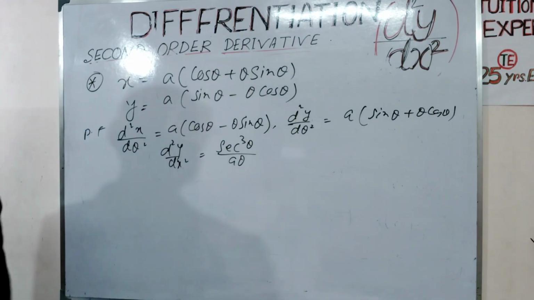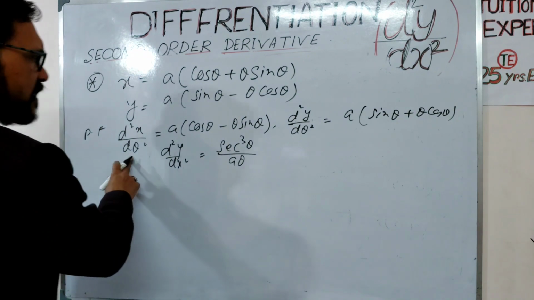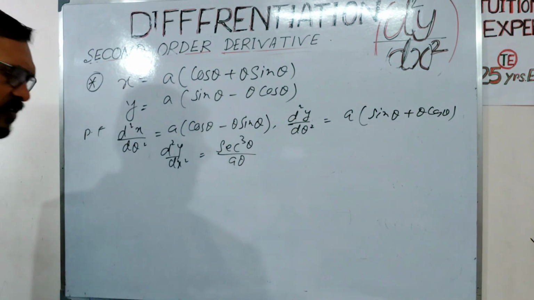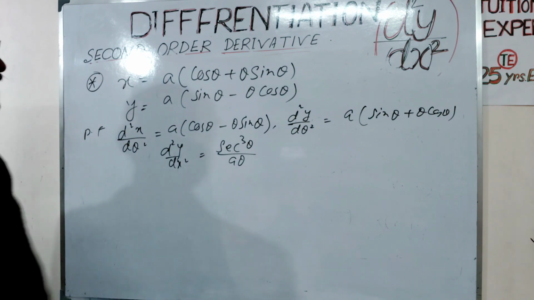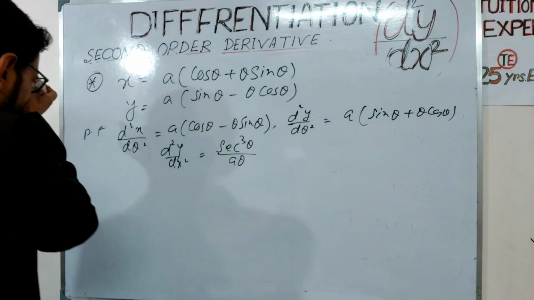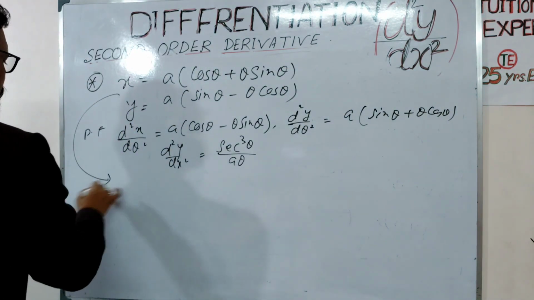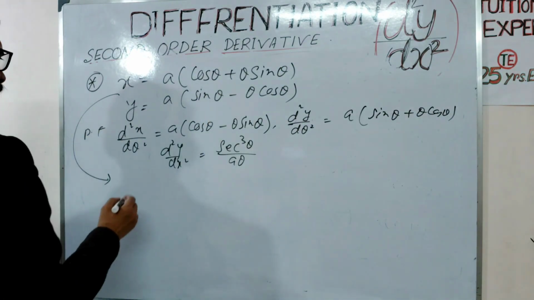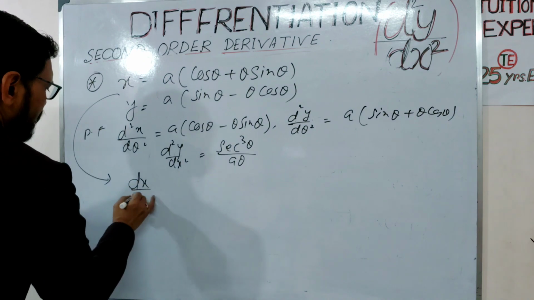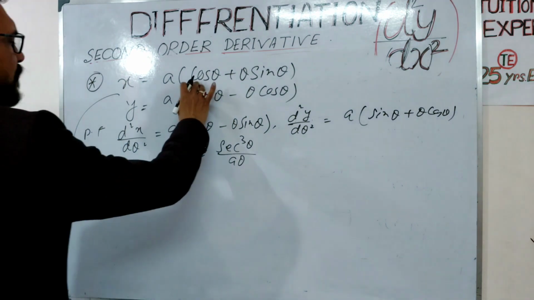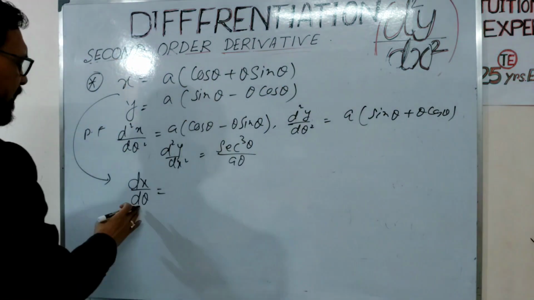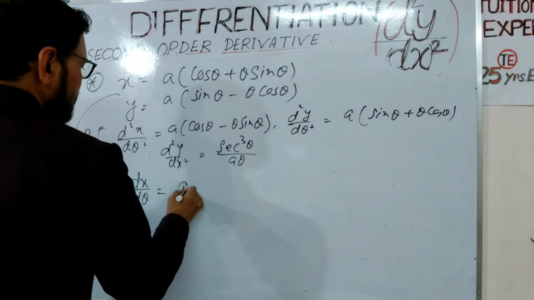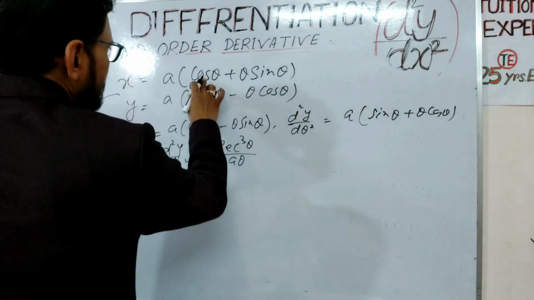So this is more conceptual. Here we have to find d2x by d theta square, d2y by d theta square, and also d2y by dx square separately. So this problem is more conceptual. Now how to solve this type of problem? First x equal to this, so we have to find dx by d theta. This is the expression of theta, so we can find dx by d theta. That is, what is the derivative of this with respect to theta?